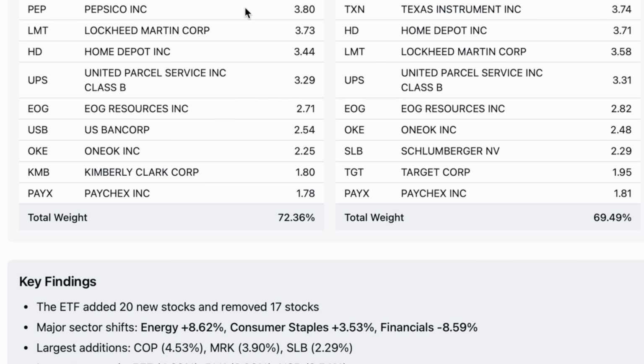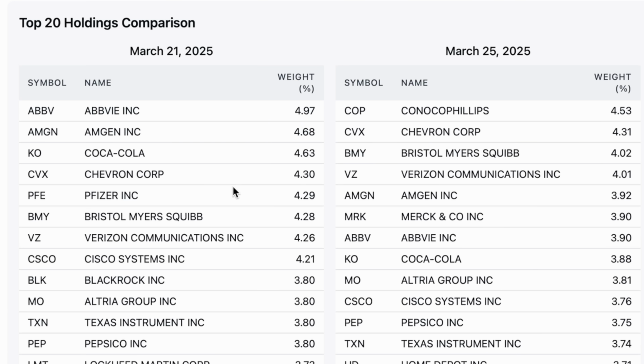But if we look at the actual individual holdings, you can see that the top 20 changed quite a bit, with ConocoPhillips now in the top spot when it wasn't even there before. And actually Chevron is now number 2 when previously it was number 4. So you can definitely see how energy really got pushed up to the top, obviously based on the fundamentals and the financials. But we have to understand what that potentially means in terms of how the ETF is going to perform.